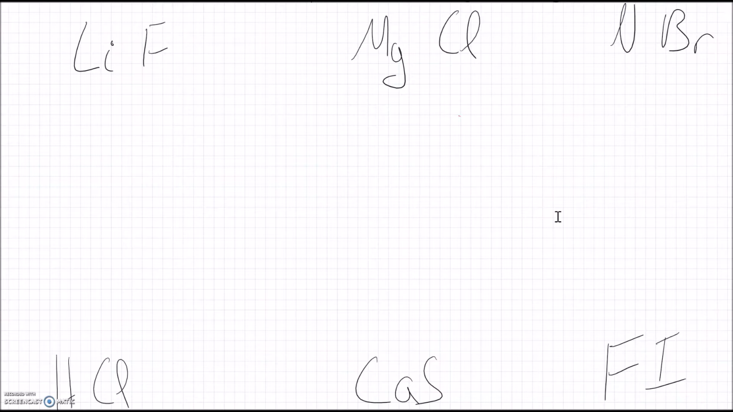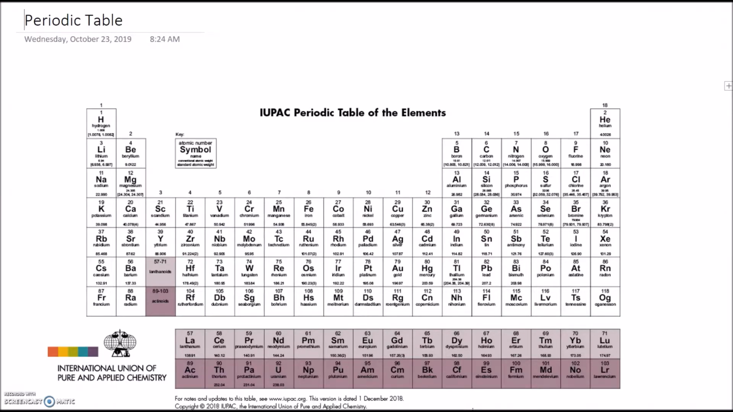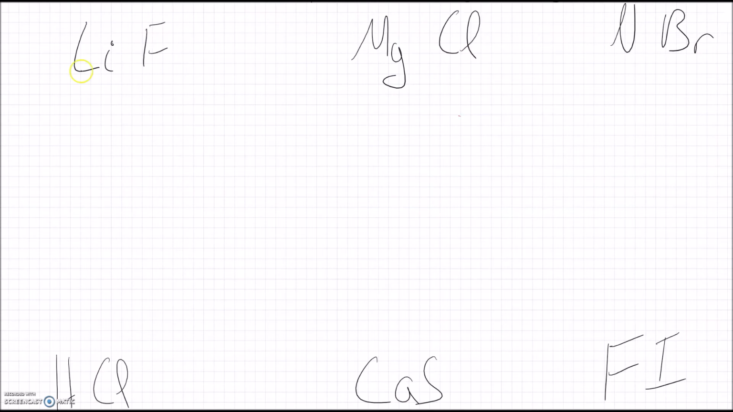So, we have lithium. What's the first thing we have to do? We have to check where it is on the periodic table. Here's lithium, and here's fluorine. Lithium is a metal. Fluorine is a non-metal. So if we have a metal and a non-metal, it's going to be an ionic bond.